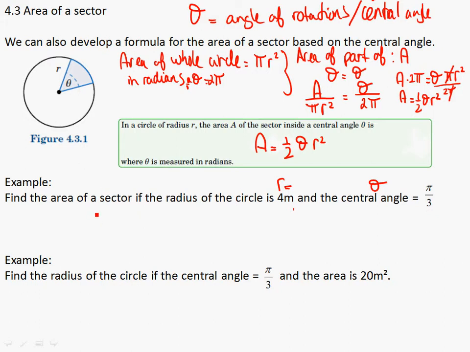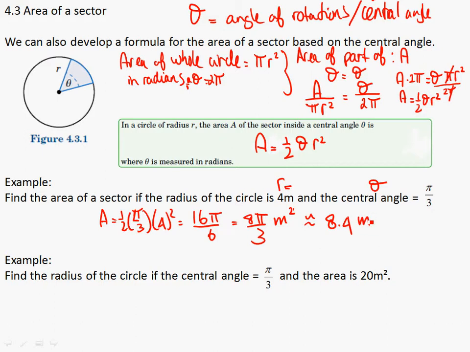So can you just plug this one in? It's a half times, let's see, I have theta first. So pi over 3 times 4 squared, which would be 16 pi over 6, which is 8 pi over 3 meters squared, which is sort of awkward. I've never heard anybody say, hey, 8 pi over 3, so 8.4 meters squared.